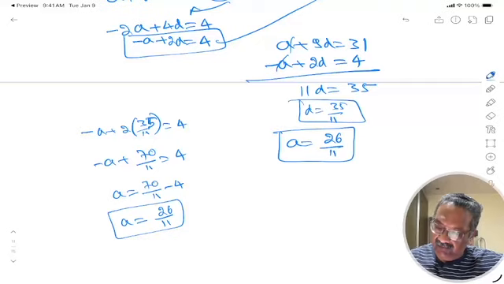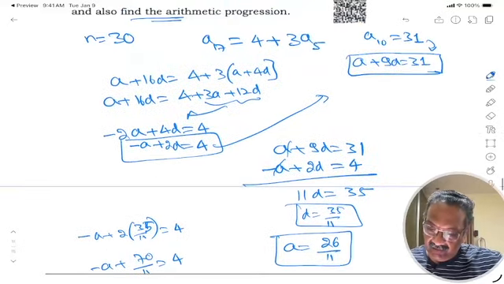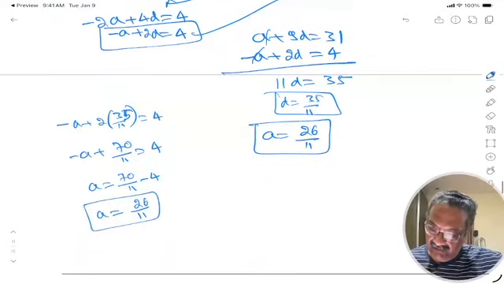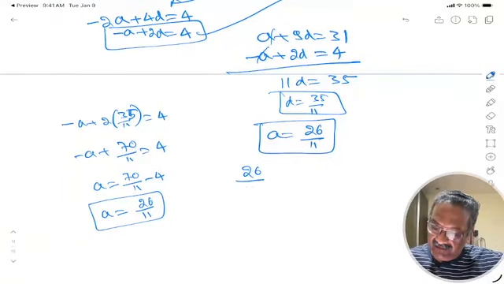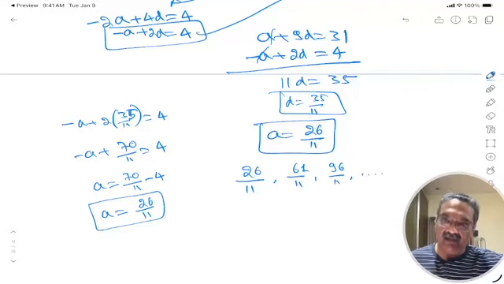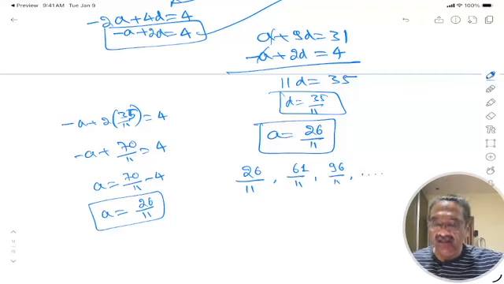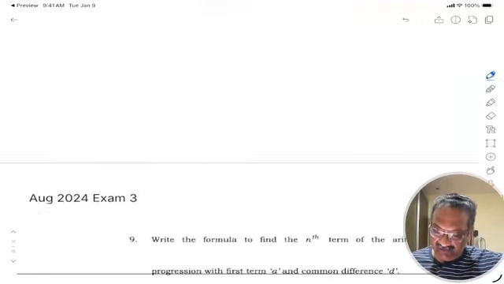So the AP will be, you have to keep on adding this. Find the AP. So the AP will be 26 by 11, comma, next it will be 26 plus 35, that is 61 by 11, then 96 by 11 and so on. I don't know, I think there is some mistake here. Leave it as it is. Okay.